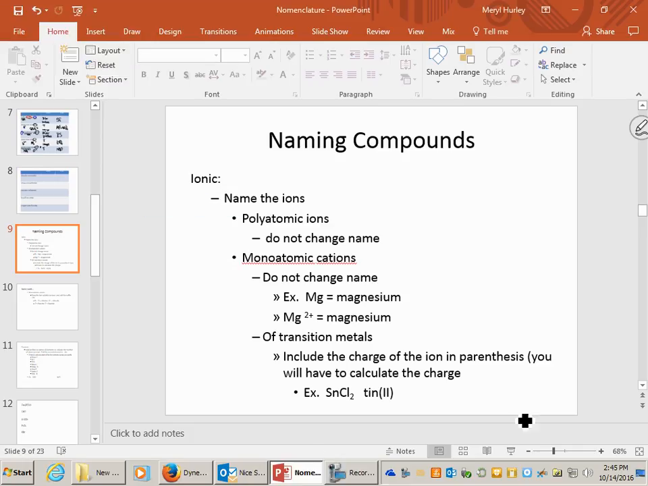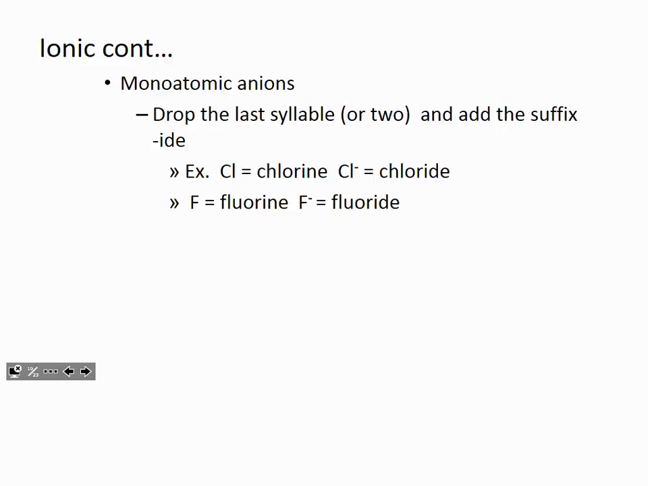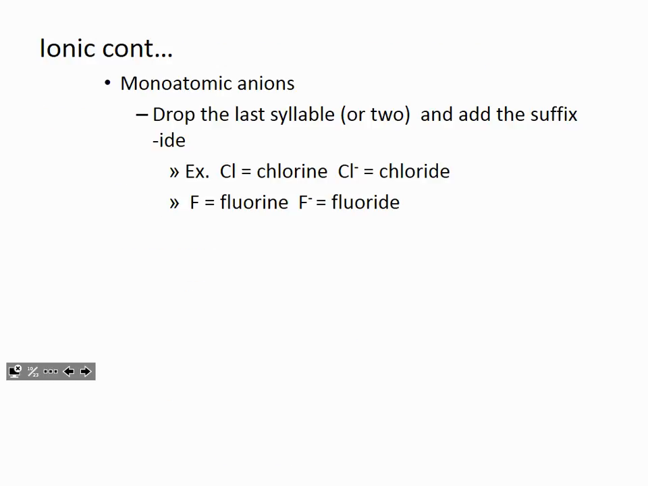So really, it boils down to two things. We have to identify or classify the compound as either ionic or covalent. And if it is ionic, we're going to name the ions. If the compound is covalent, it's all about prefixes. So covalent compounds are about prefixes. Ionic compounds are about the ion names.